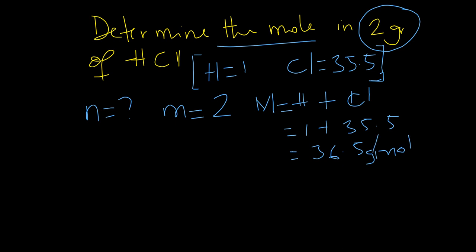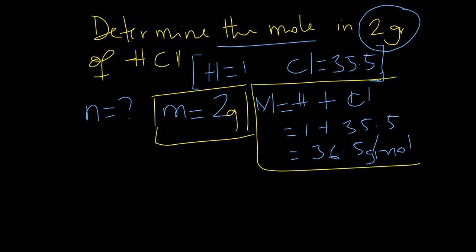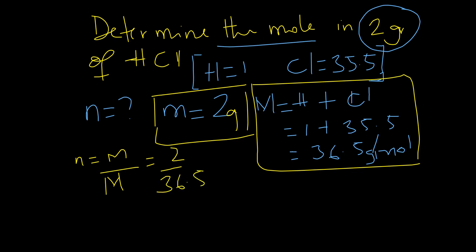So that's what we're going to use. We now have our mass to be 2 grams. We have our molar mass to be 36.5 grams per mole. Mole is equals to mass over molar mass. So that will give us the mass of 2 grams divided by the molar mass of 36.5 grams per mole. When you do the maths, 2 divided by 36.5, that will give us what?